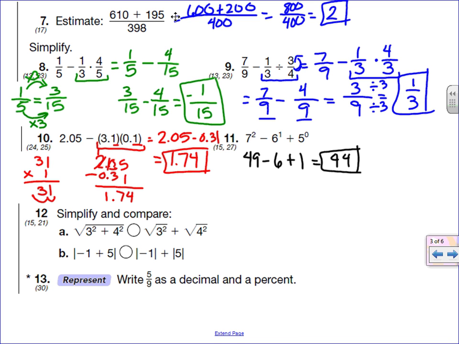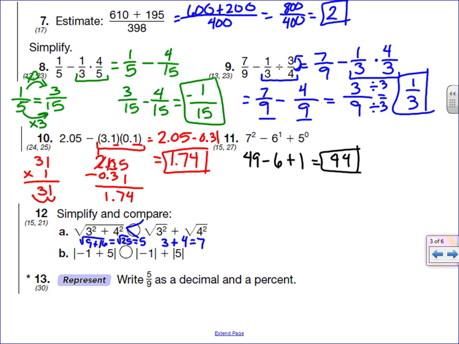Simplify and compare. Well, 3 squared is 9, so I have the square root of 9 plus 4 squared is 16. So this is the square root of 25, which is 5. And then on this side, we have the square root of 3 squared. Well, that just cancels out, and we get 3. And the square root of 4 squared is 4. So the right side is 7. 7 is bigger than 5.